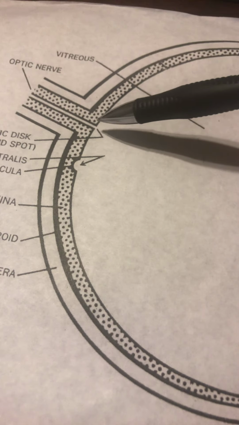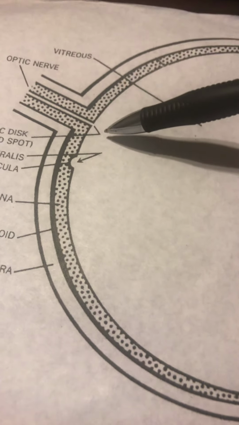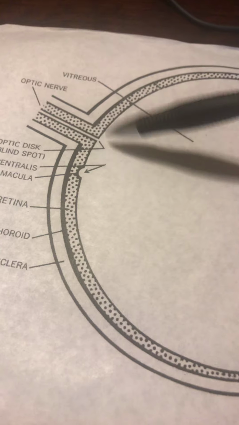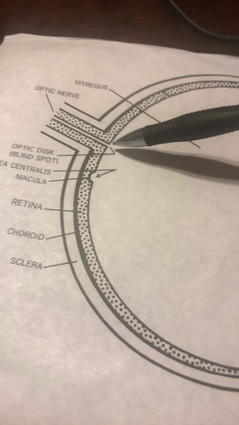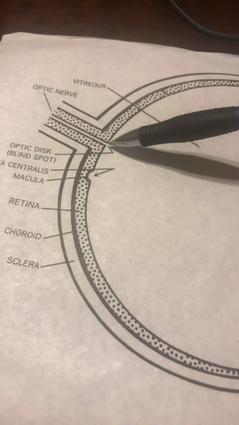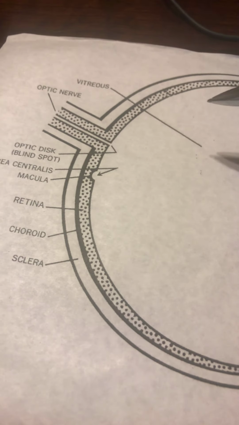And then this is kind of considered the head of the optic nerve. It's called the optic disc. It doesn't have any photoreceptors, and it's what's considered the blind spot of the eye right here.